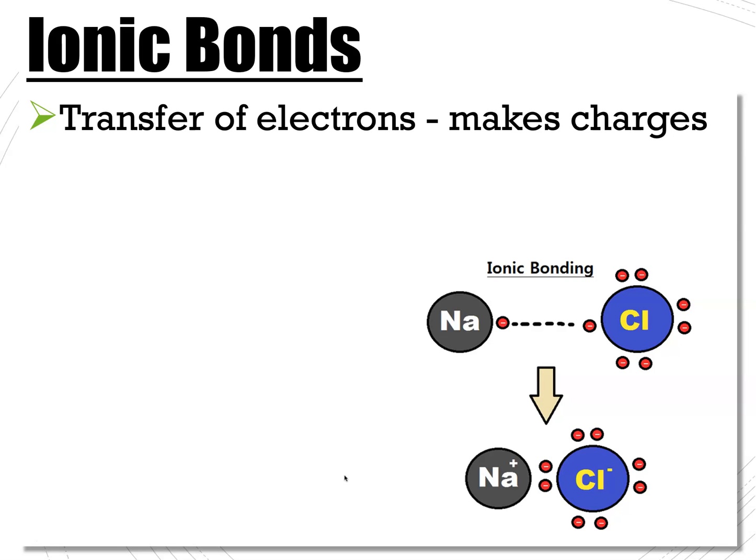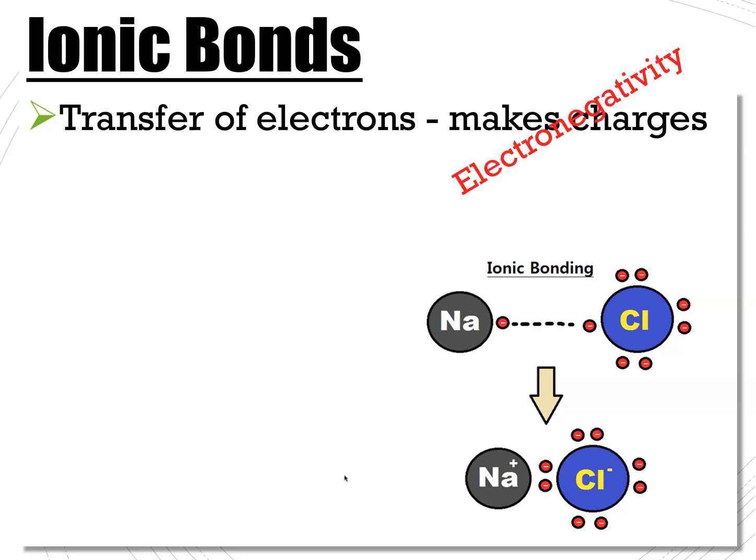They create these charges. As you can see by the image to the lower right, sodium has 1 valence electron, chlorine has 7 valence electrons. When they get close to each other, sodium becomes a positive ion and chlorine becomes a negative ion. Basically what happened, chlorine took the electron away from sodium.